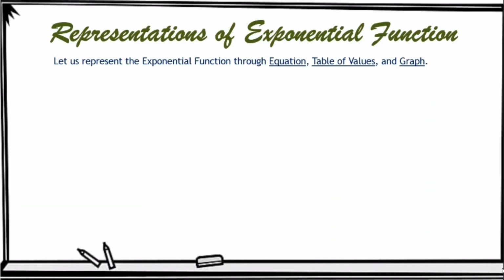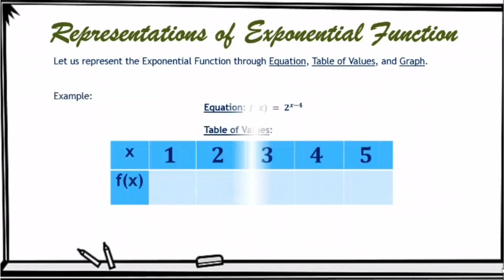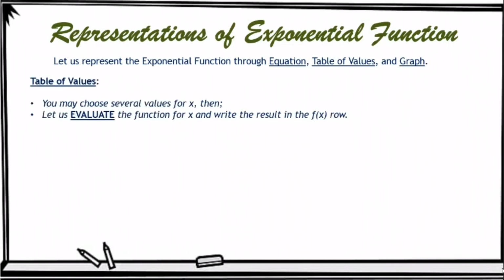Second example, we have an equation f of x is equal to 2 raised to x minus 4. For the table of values, again, I decided to have 5 x values, which are 1, 2, 3, 4, and 5. So for the table of values, let's try our equation f of x is equal to 2 raised to x minus 4. Evaluate when x is equal to 1. Substitute all x by 1. So your equation will be f of 1 is equal to 2 raised to 1 minus 4.